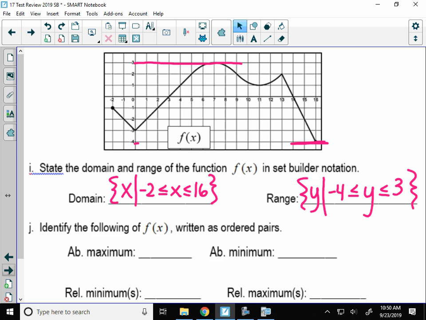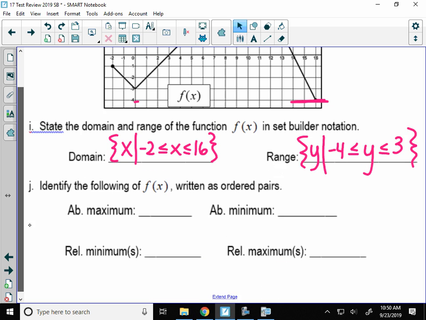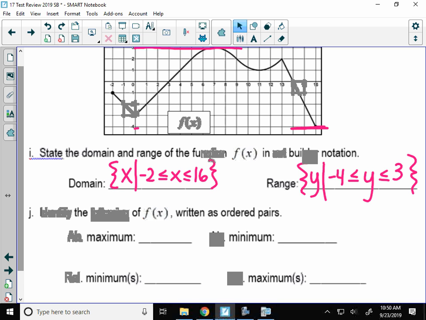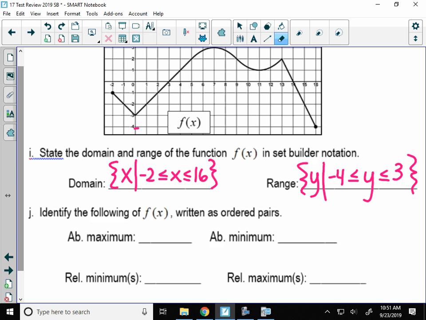All right, let's do some relative and absolute maximums. An absolute maximum is the highest point on the graph. For this graph, it looks like that absolute maximum is right here at 7, 3. I have to write that as an ordered pair, like the directions say. Absolute minimum is the lowest point on the graph, which is going to be at 16, negative 4.